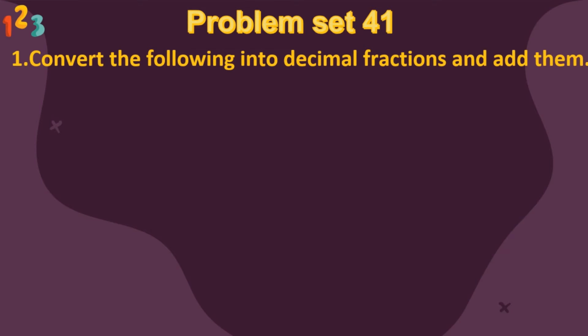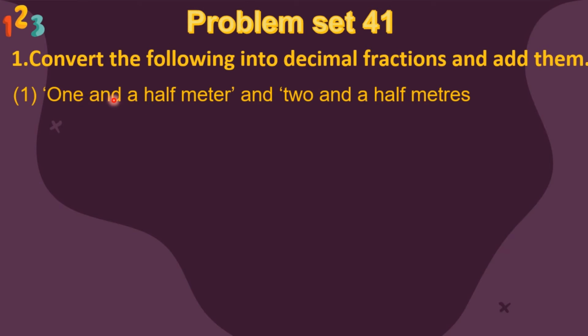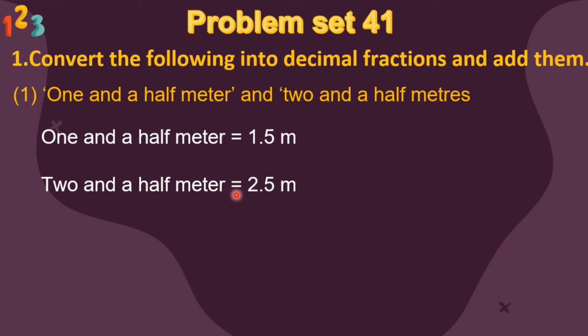The question is, convert the following into decimal fractions and add them. So here we have first 1.5 meter and 2.5 meters. Now first let us write the given decimal fractions in numericals. So 1.5 meter can be written as 1.5 meter. This we have already learned in the previous problem set.